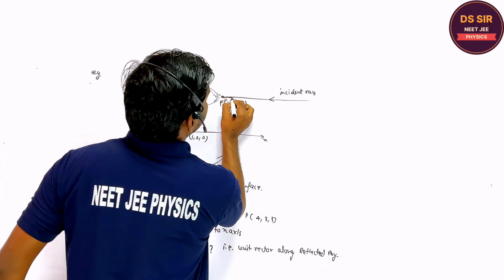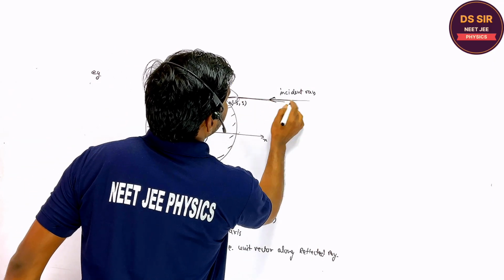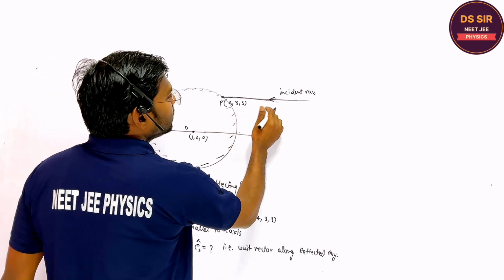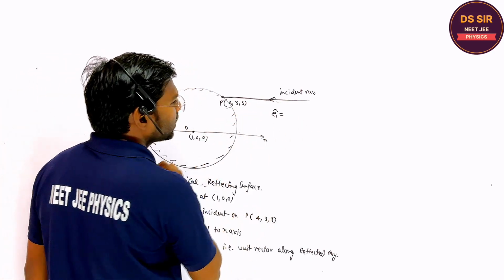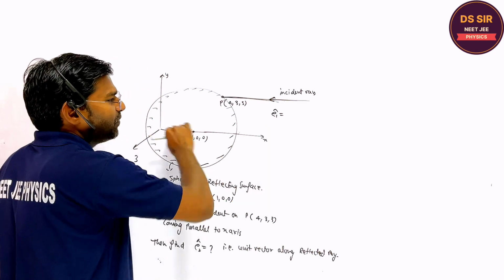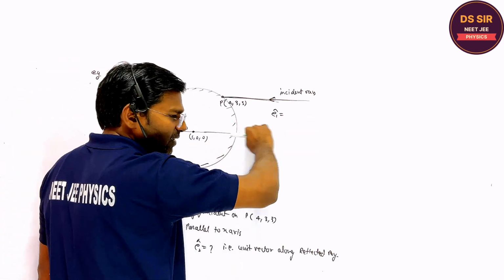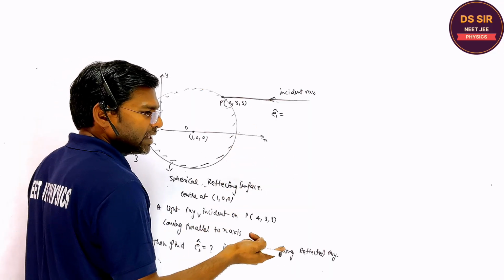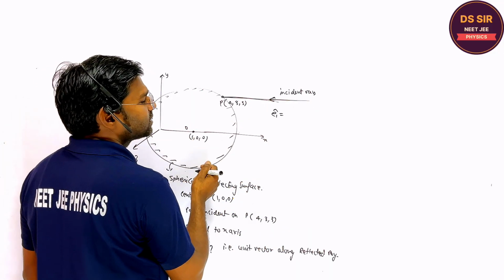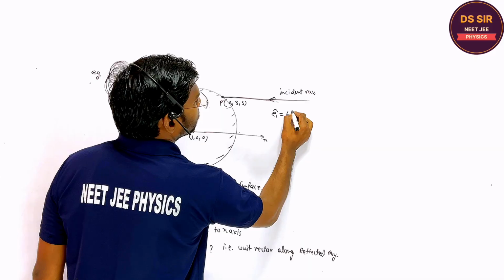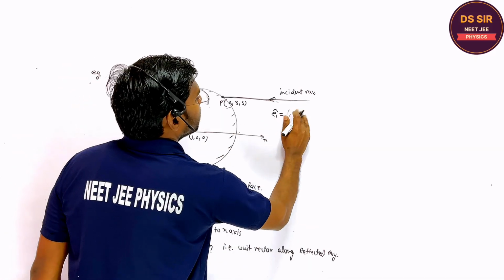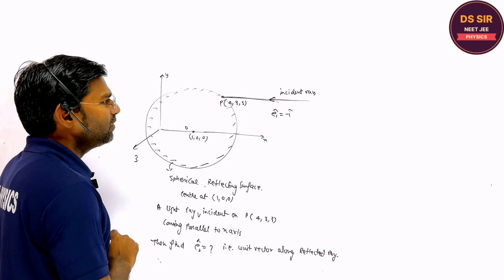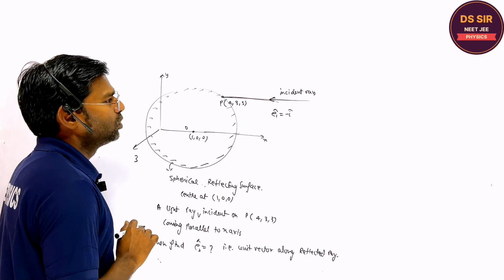Listen to one thing. If this is the incident ray and it is coming parallel to the x-axis, can you find the incident unit vector? If it were traveling in the positive x direction, it would be I cap. But it is opposite to the x direction, so it is minus I cap. Is it clear or not? So we know the incident unit vector.